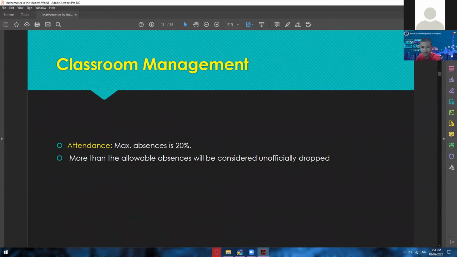Like for example, your name is online right here, but I'm not really sure if you are in front of your computer or in front of your cell phone. Because some are just going to attend the meeting and then leave the meeting already. So they are not really listening or watching the meeting.